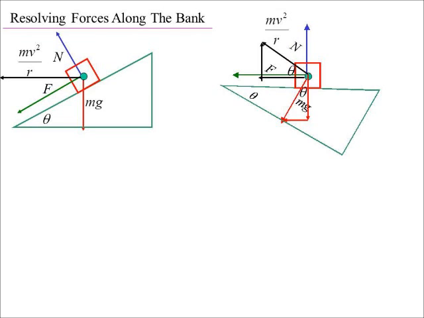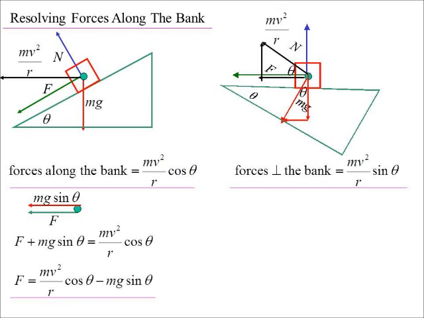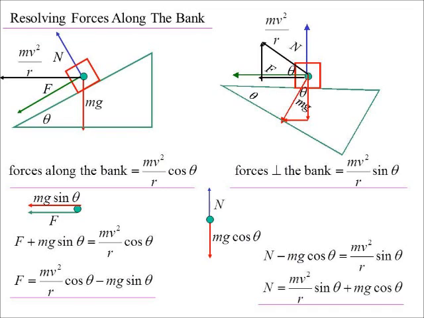So what I could do with that problem is I could now say, I'll resolve along the bank, and everything looks as if they're horizontal. Friction now is totally along the bank, and mg sine theta. And we get it straight away. It just drops out straight away. Friction plus mg sine theta is mv squared on r cos theta. And the normal forces, they would resolve to be mv squared on r sine theta. And you get the normal force.